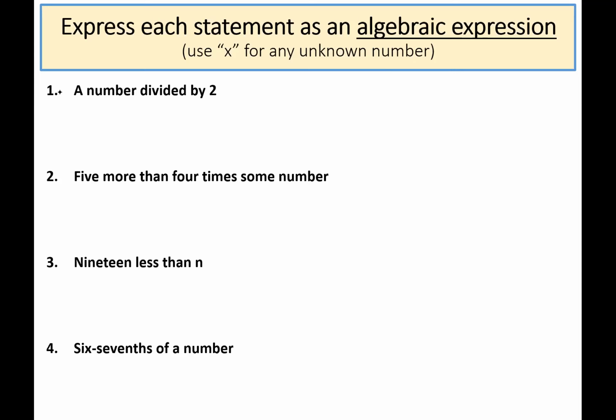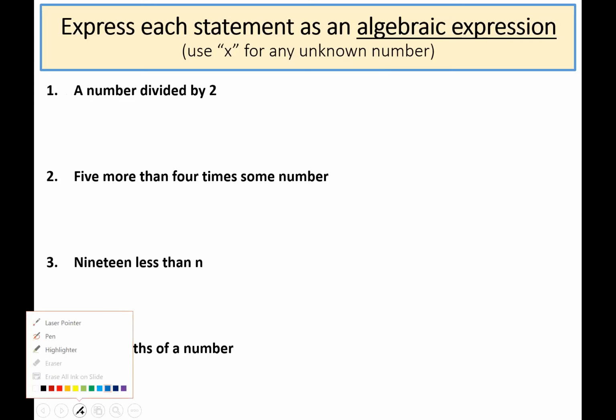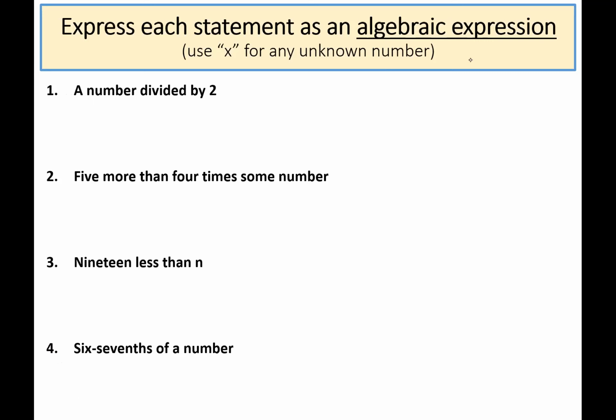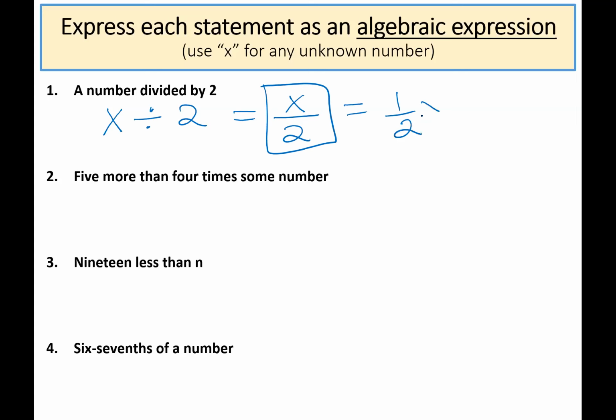Here's number one. A number divided by 2. Our goal is to translate from words into an algebraic expression. A number divided by 2. So the number can be x divided by, I'm writing a division symbol, and then 2. Or as we just saw, we can also write that as a fraction, x over 2. A third way you could write this would be 1/2 x. That would also be fine. But I like the middle one here, a number divided by 2. Let's write that as x over 2.